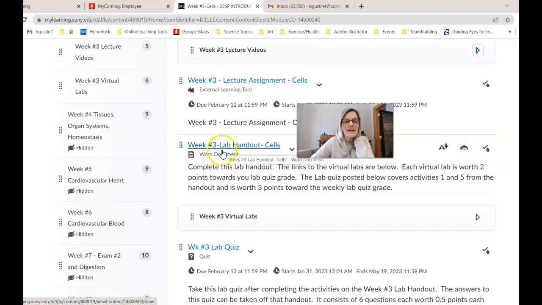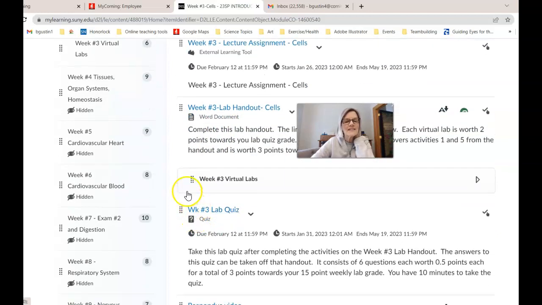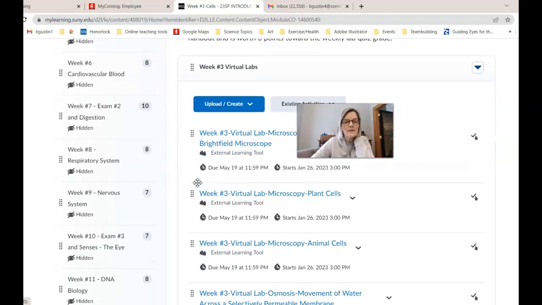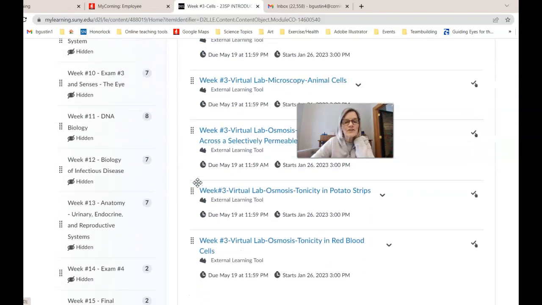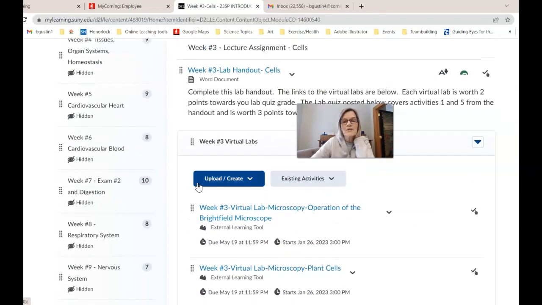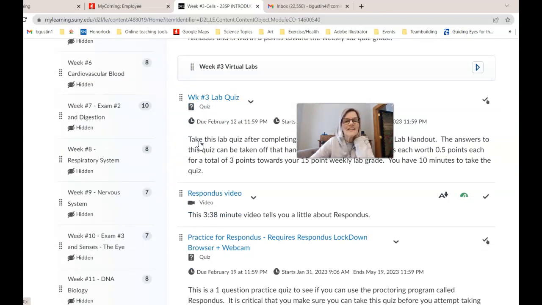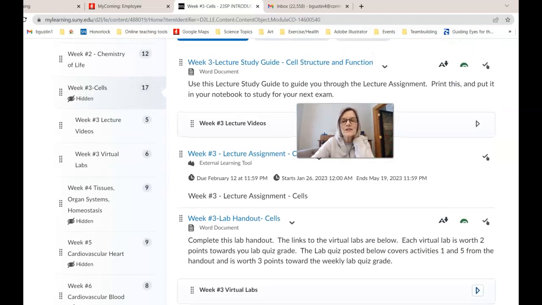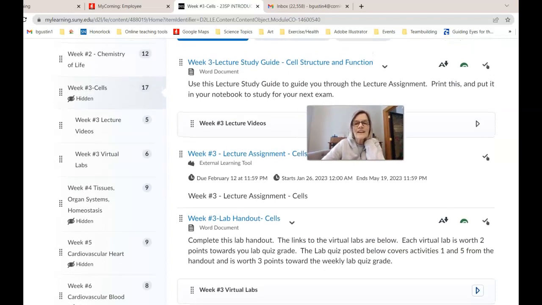Let's see, your lab handout, and there's a bunch of virtual labs, so you're going to take care of those. There's a whole bunch of them, actually. They're all worth 2 points. And then there's a 3-point lab quiz. So there should be no big surprises compared to last week with all of that.